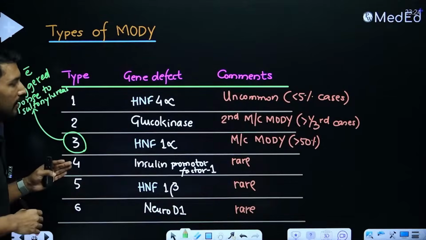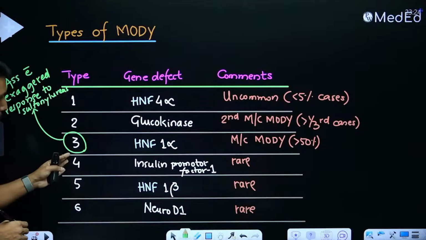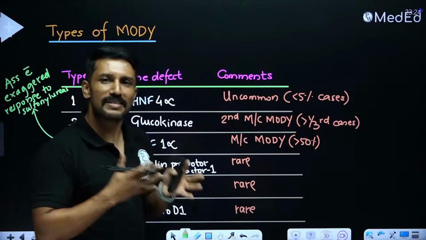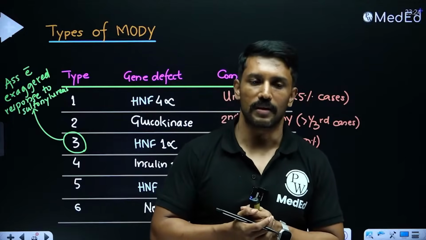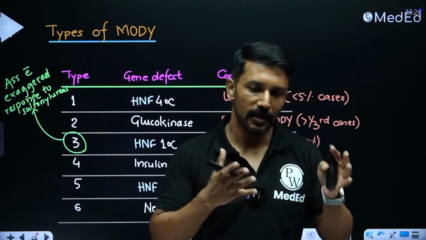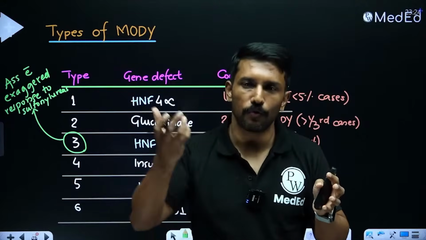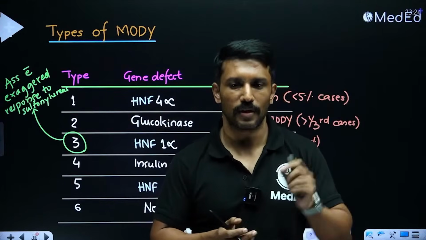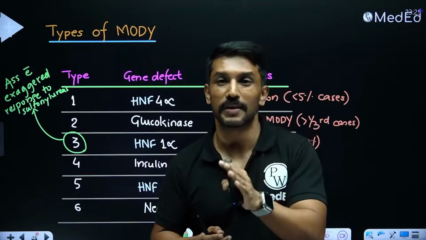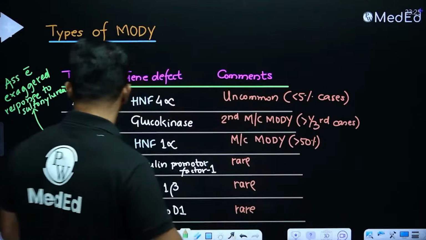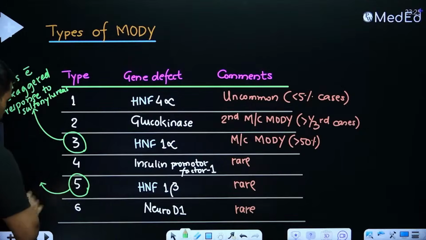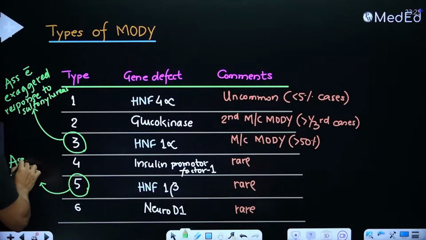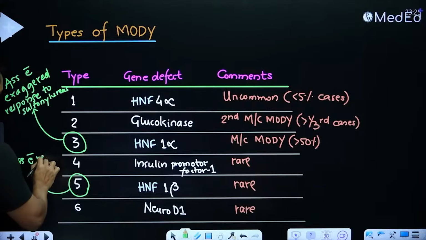Okay. Another MCQ they will ask you is, among these MODYs, there is one which resembles autosomal dominant polycystic kidney disease. That is, these patients slowly develop cysts in the kidneys. So they ask which of the MODYs is associated with renal cysts. The MODY associated with renal cysts is MODY 5, HNF1 beta mutation. This is associated with renal cysts.